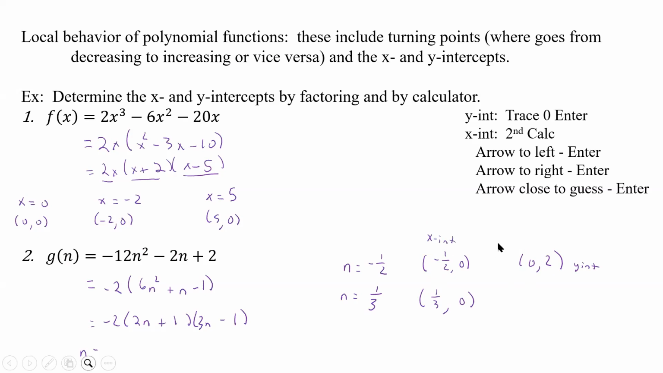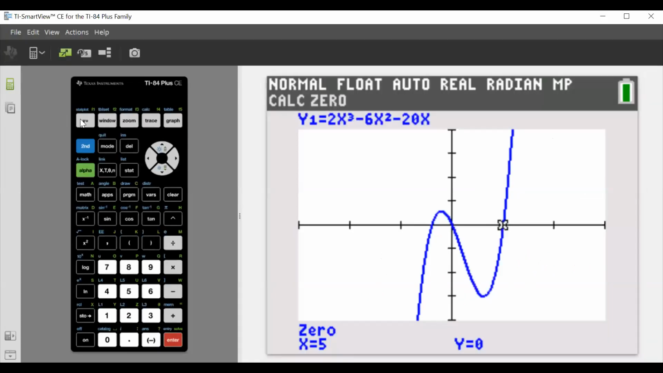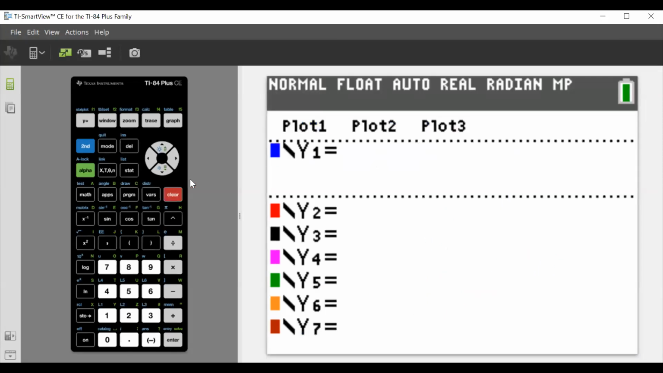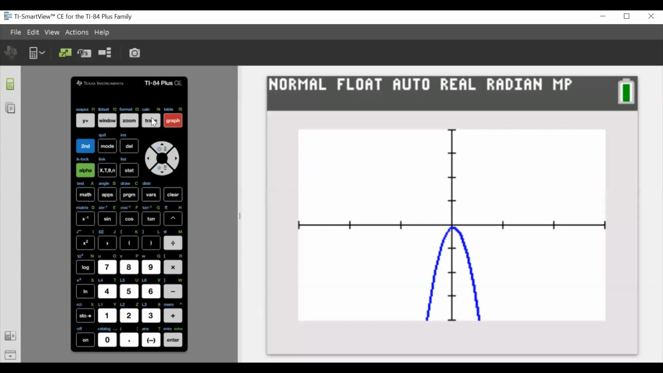And we can do the same thing with our calculator. We have to go up here. Let's clear that. Now we type in our equation again. This time I forgot to write it down. So it was, I think, -12x squared, and then what was it? +2x, and then -2, maybe? I don't remember. Hopefully that was what it was. Let me go look real quick.